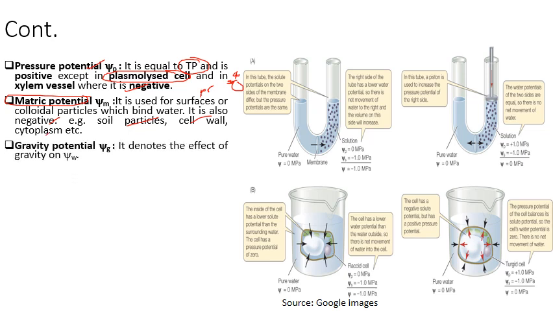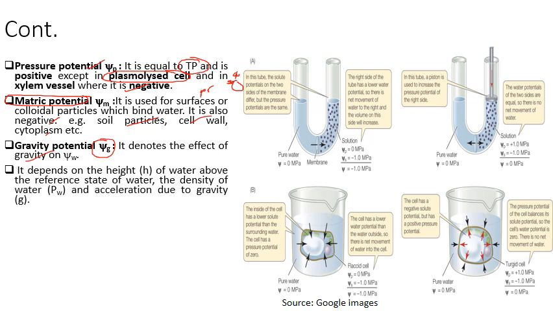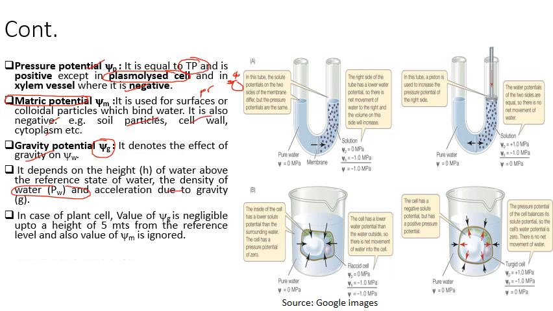The next is gravity potential, designated by psi g. It denotes the effect of gravity on water potential, and it depends upon the height of water above the reference state of water, the density of water, and acceleration due to gravity. These are the factors on which it depends. In case of a plant cell, the value of psi g is negligible, so we ignore it up to a height of 5 meters from the reference level, and so also the value of matric potential is ignored.